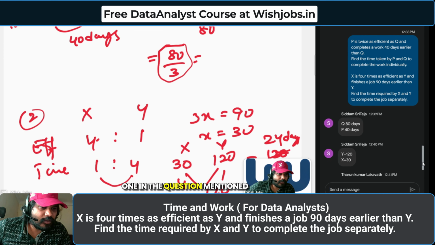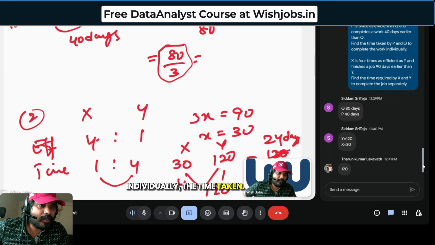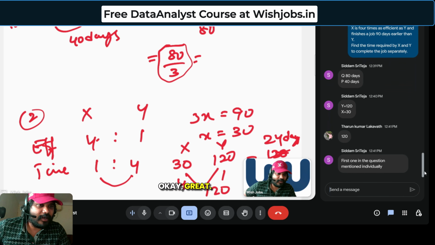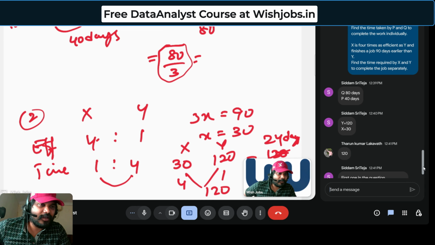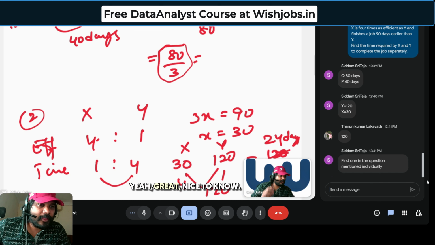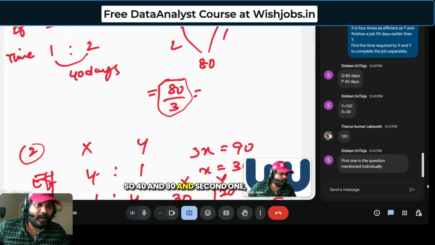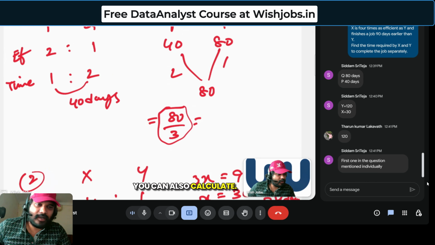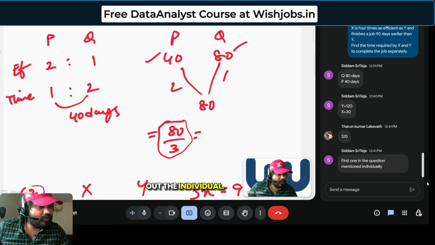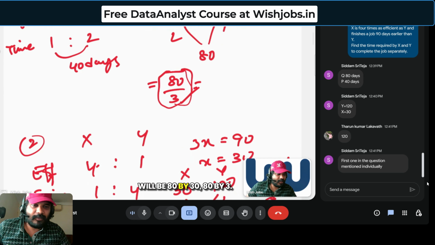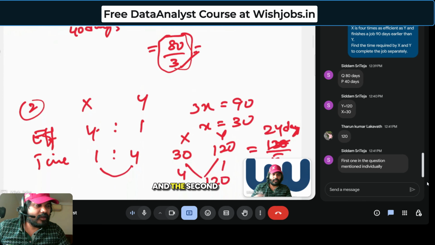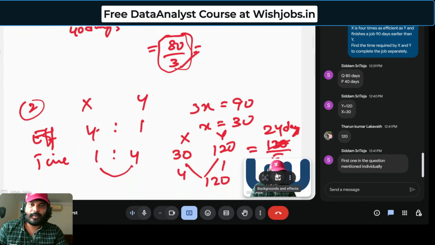First one, in the question it is mentioned individually, the time taken by each. Okay, great. Thanks for flagging that, Sriteja. So 40 and 80, and the second one you can also calculate. Once you find out the individual times, it will take less time together. If they ask combined A plus B, it will be 80 by 3 in the first, and in the second question it is 24. Thank you.